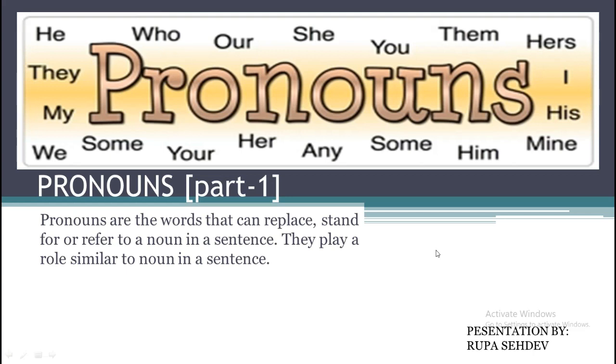Now, as you all know, pronouns are the words that can replace or stand for a noun. It means they can change their places and they can stand for the noun in the sentence. So this is the major function of the pronoun, that they can be used in the place of a noun. They play a role similar to the noun in a sentence. So if we are not using a noun in a sentence, instead of that we can use a pronoun.